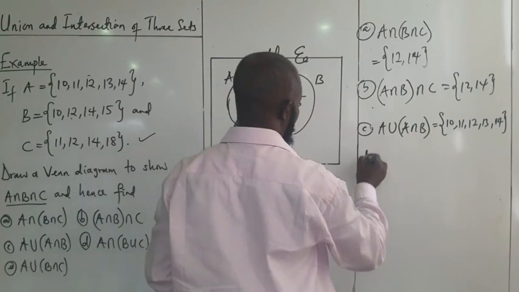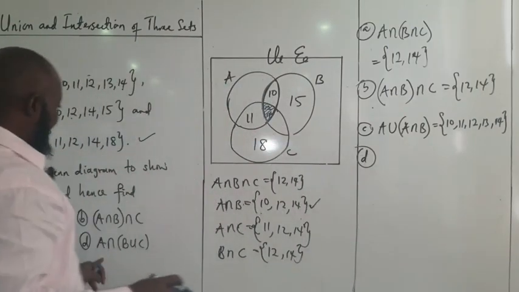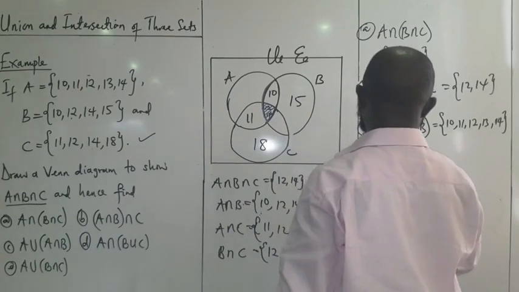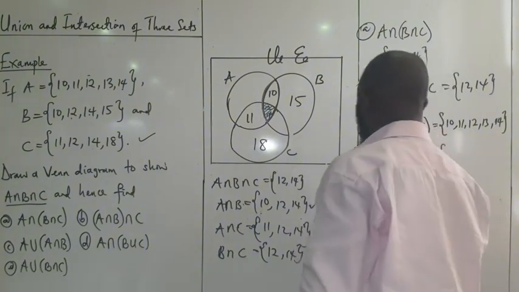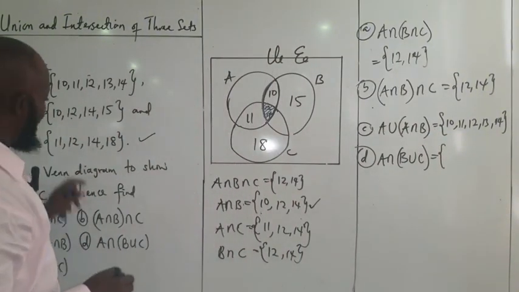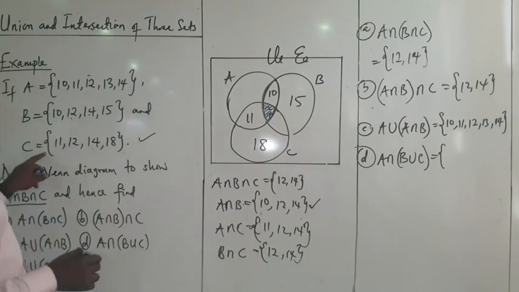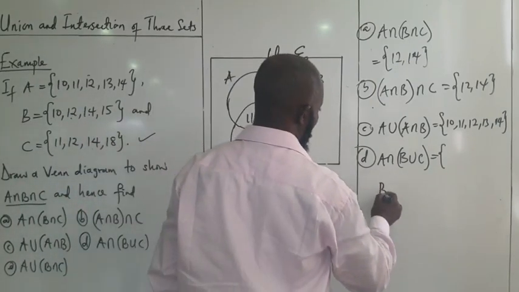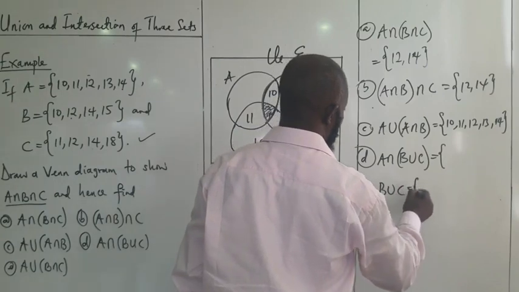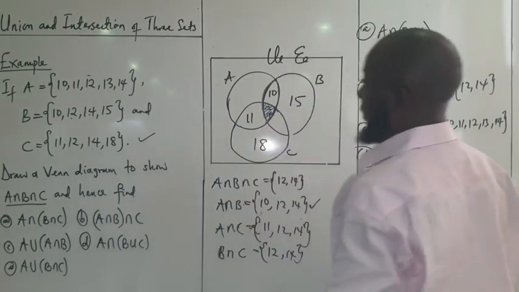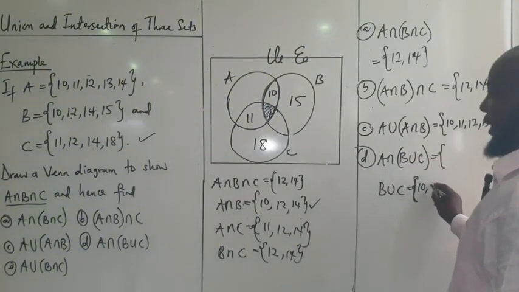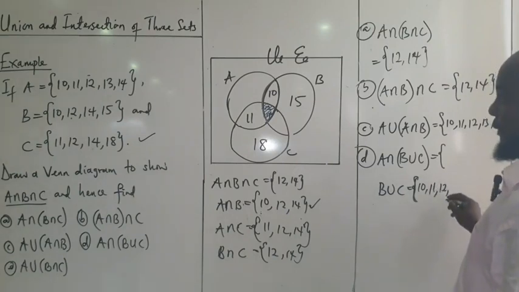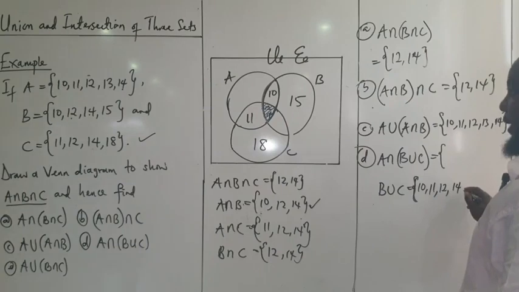Then D, we have A intersection, A intersect B union C. So A intersects B union C. B union C is what we're going to look at first. So what's B union C? Let's write that one out first. B union C means we are going to combine these two together, and that is going to give us 10, 11, 12, 14, then 15, and then 18.